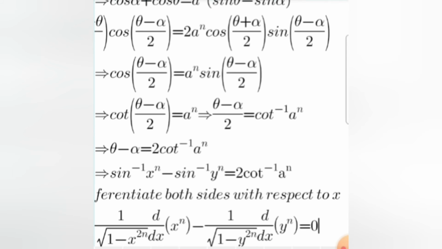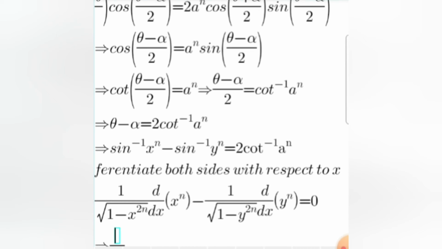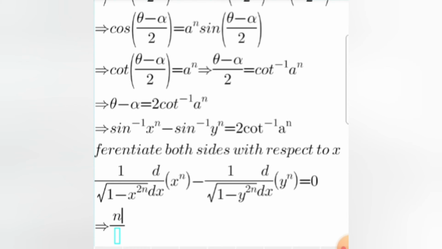so the derivative of the right hand side is 0. So the actual result is n times x to the power n minus 1 over under root 1 minus x to the power 2n, and this is equal to 1 over under root 1 minus y to the power 2n, with derivative of y to the power n, that is n times y to the power n minus 1 into dy/dx.